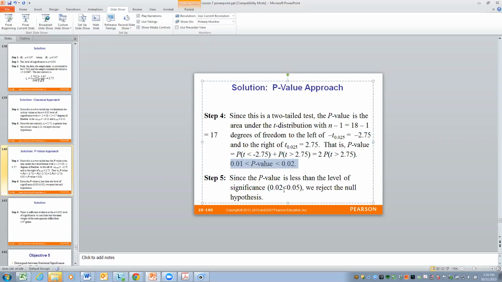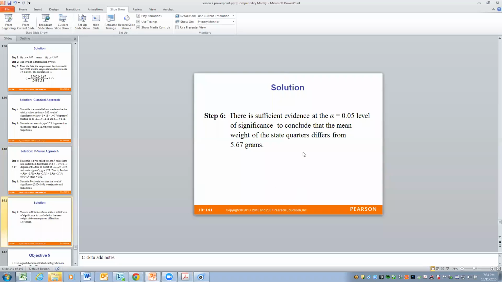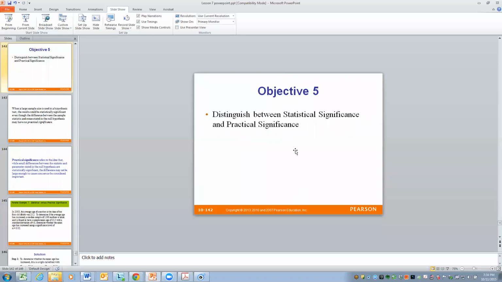Since 0.02 is less than 0.05, we know we would reject the null hypothesis. So there is sufficient evidence to conclude that the mean weight of state quarters differs from the 5.67 grams. We will do some additional examples outside of this lecture with one-tailed tests.